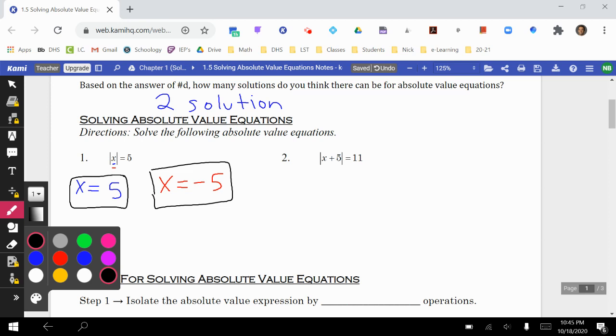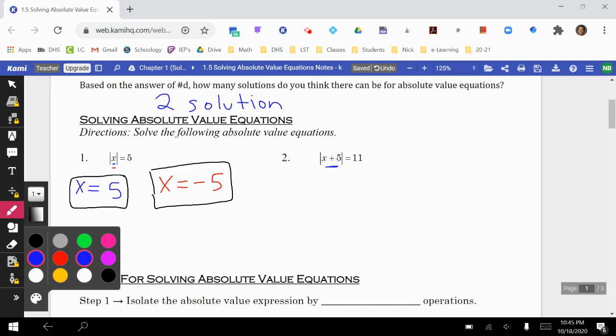All right, number 2 says I have the absolute value of x plus 5 is equal to 11. Now this time inside my absolute value bar, I have a little more stuff, a little more terms in here to work with. So now same thing.